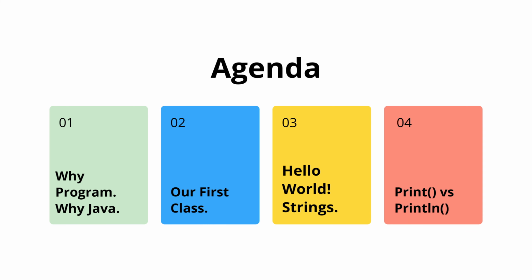So the first section is going to be why program, why Java. That's what this video will be going over. The next video will be going over our very first class. The next video we'll be talking about hello world, as well as talking about what a string is. And in the final video for this section, we'll be talking about the difference between print versus print line.